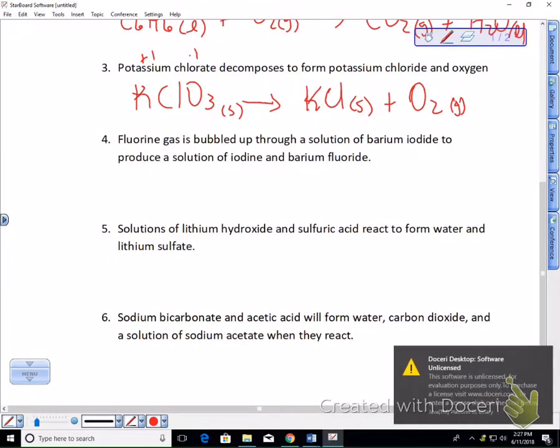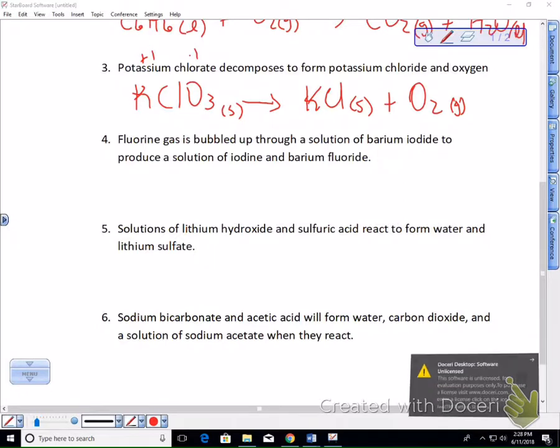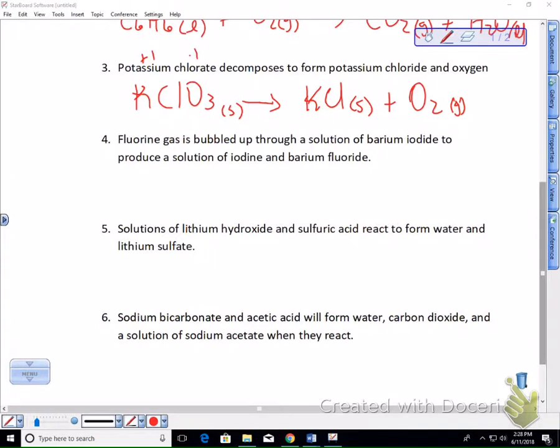Number 4. Fluorine gas is bubbled up through a solution of barium iodide to produce. All right, so to produce is my yield sign. Fluorine gas is part of Brinkelhoff, so that is a diatomic gas. And we have a solution of barium iodide.